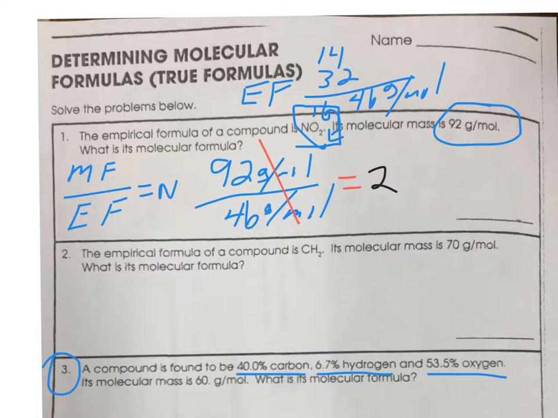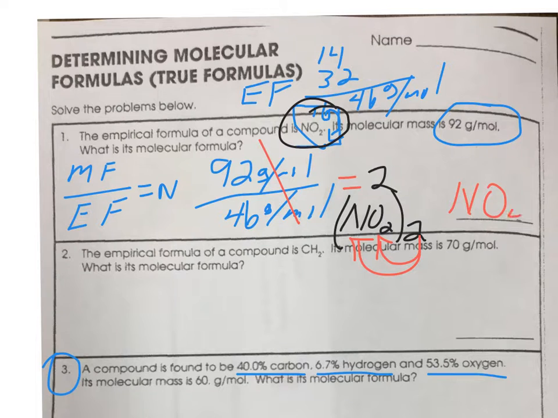So now this 2, you're going to use it for that empirical formula that was given to you in the first place. So NO2 and parentheses 2. How many nitrogens do I have? 2. And how many oxygen do I have? 4, because 2 times 2 gives you 4. This is your molecular formula. You see how it's just an addition?